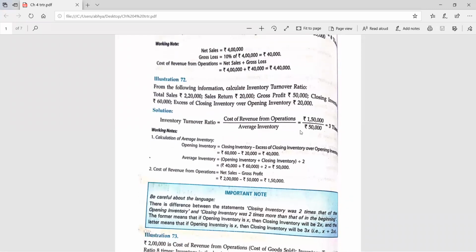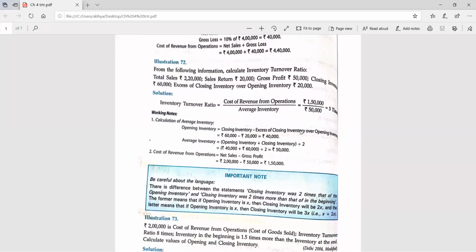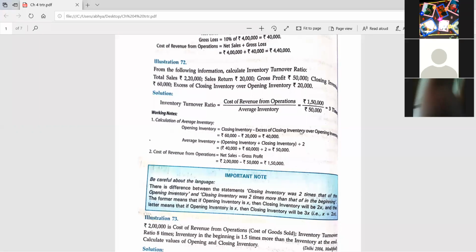Opening inventory is 40,000. And in inventory turnover ratio, the formula is cost of revenue from operations upon average inventory. So how to calculate the cost of revenue from operations? That is net sales minus GP. Three formulas I had given you. So here net sales we can find out, and GP is also given. So tell me please, whose answer is correct? Fast. If something is incorrect, you can ask in the chat window. I'll be explaining that particular portion of the question which is incorrect. If not, then give me your feedback that your answer is correct so that I can go on to the next question. Okay.